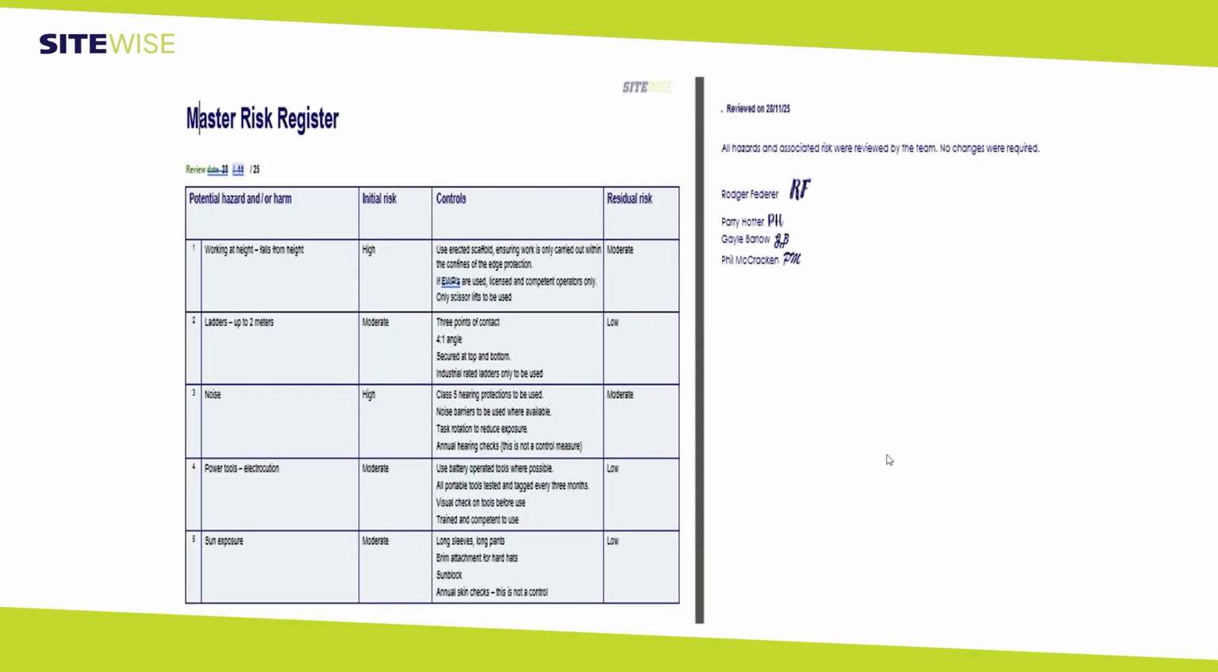The second example shows that the team of Roger, Parry, Gail and Phil have all been involved in reviewing the hazard register for the company. They did that on the 28th of the 11th, 25, and have all signed off to say that they were actually involved in that process.